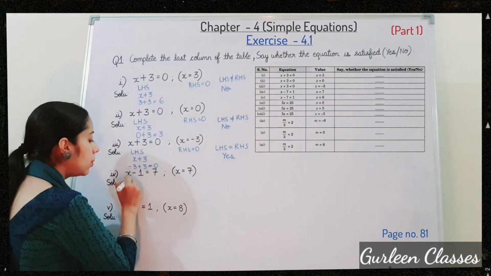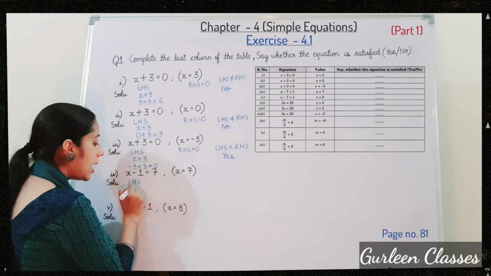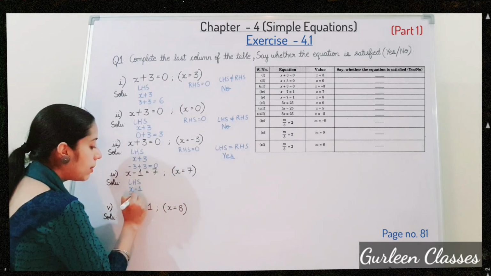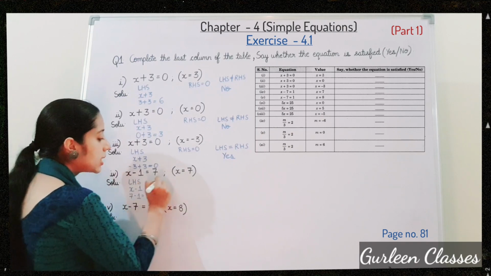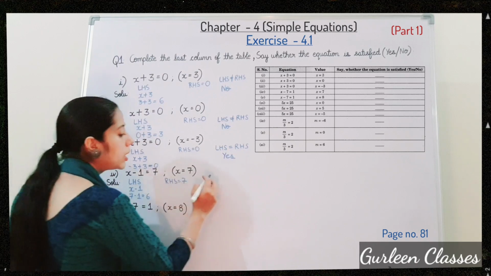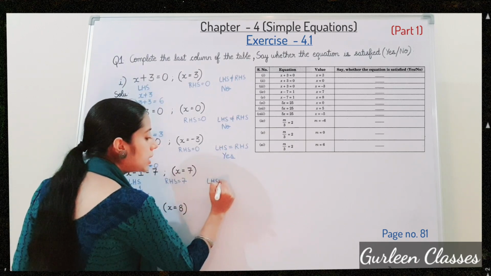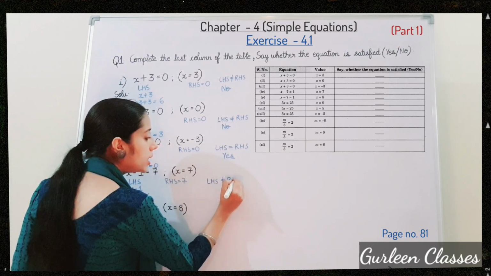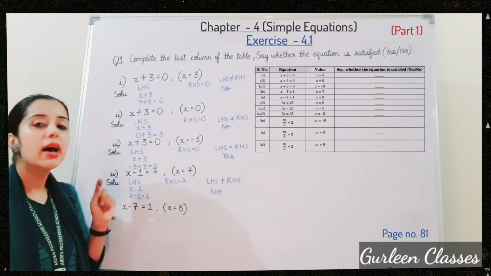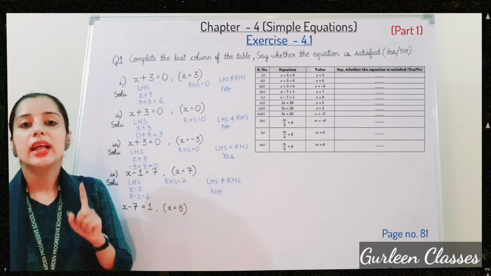Next part, x minus 1 is equal to 7 and the value of x is 7. Putting the value, LHS is x minus 1. So what is the value of x? That is 7 minus 1 is equal to 6. And RHS here is 7. Again it is not equal. LHS is not equal to RHS. Answer is no.